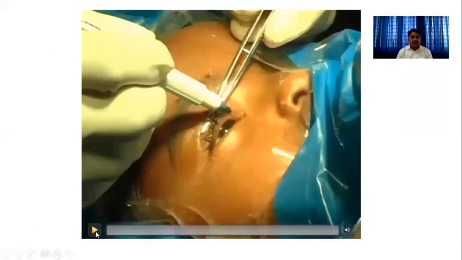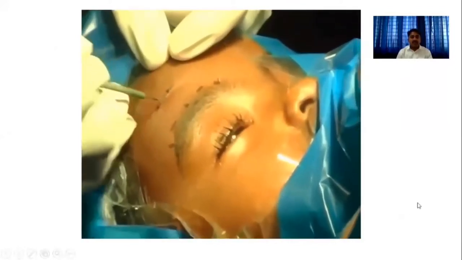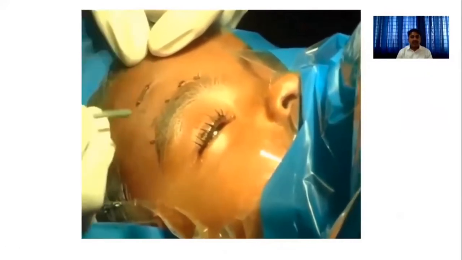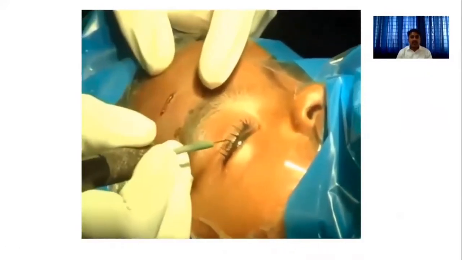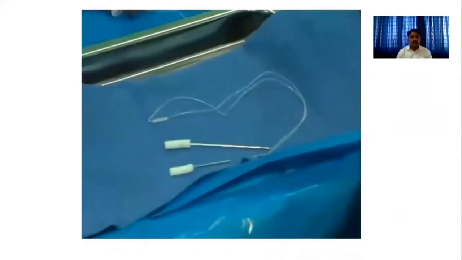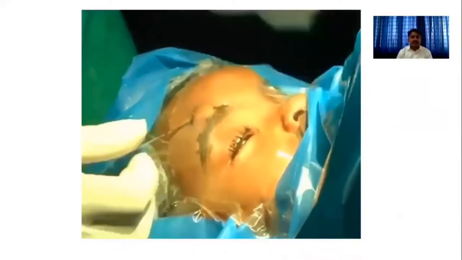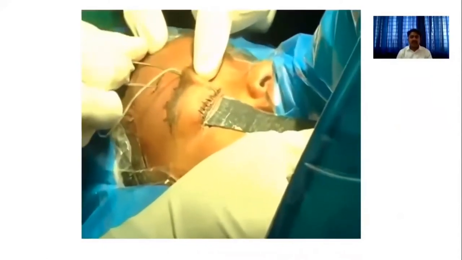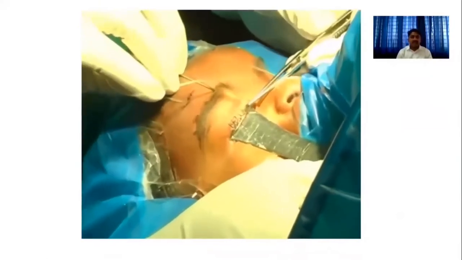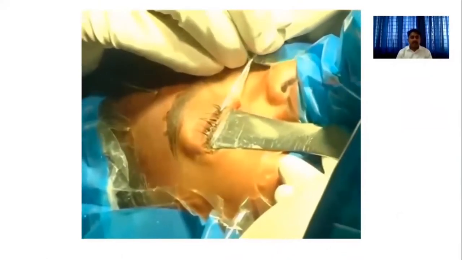Here is a video to show you how the brow suspension, or the Fox pentagon approach, is performed. Five major incisions are placed, one on the forehead, two on the brow, and two on the lid margin. And this is the silicone rod used to pass through these incisions, starting with the forehead incision, then the brow incision, then the lid margin incision. So in the fashion of a pentagon, this silicone rod is passed.